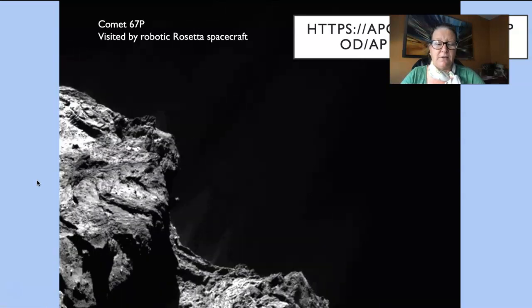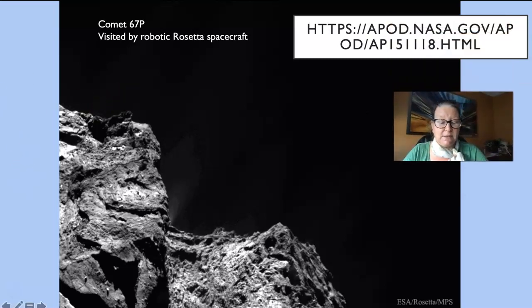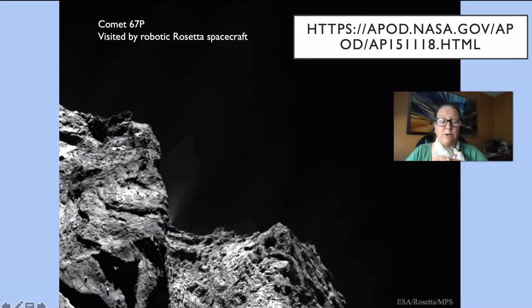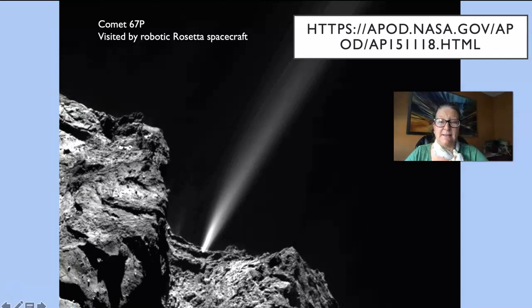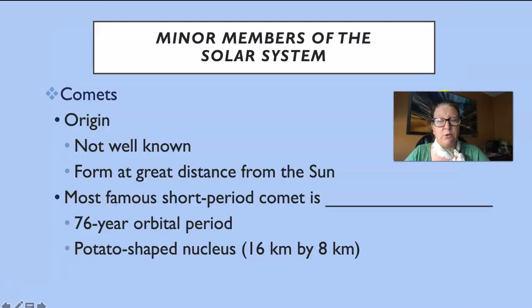So here are 3 time-lapse photos of a comet that was visited by a robotic spacecraft called the Rosetta. What you see jetting out here is some sort of vaporization of those icy gases. And so these are really interesting things that scientists like to study to try to figure out what kinds of things these comets are made of. So their origin is not well known. We believe they form very far from the sun, which is why they've got frozen gases associated with them.